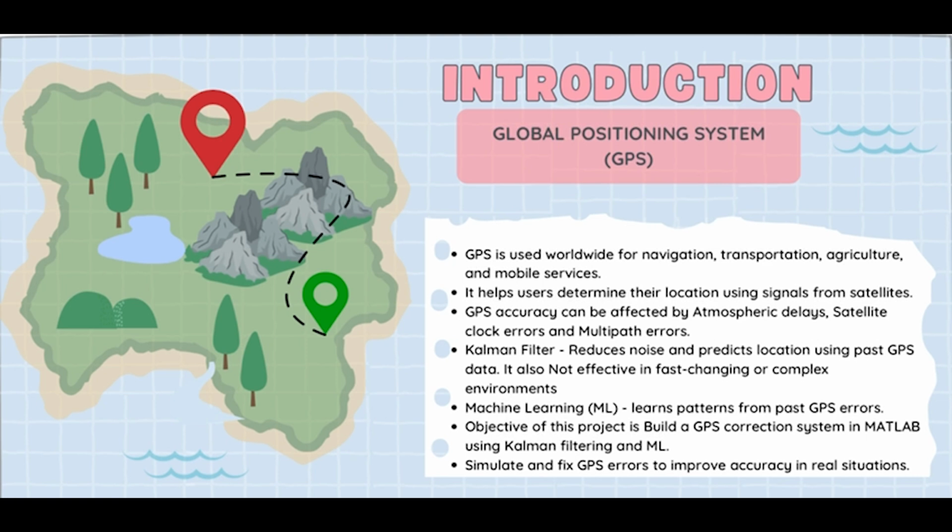One common solution is the Kalman filter. It reduces noise and estimates position using previous GPS data. But it doesn't perform well when signal conditions change quickly. That's why we added machine learning. Machine learning can learn patterns from past GPS errors and help adjust the filter. The goal of this project is to build a GPS correction system in MATLAB by combining Kalman filtering and machine learning. In the end, we want to simulate and correct GPS error to improve accuracy in real-world conditions.